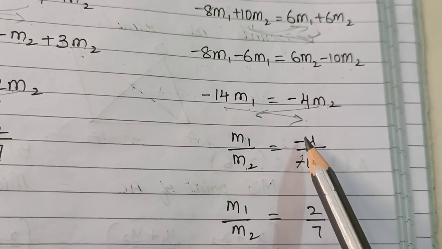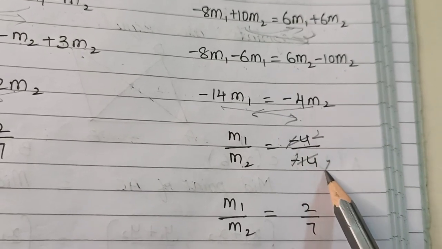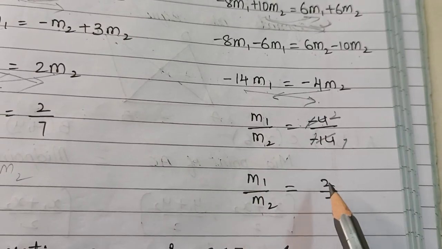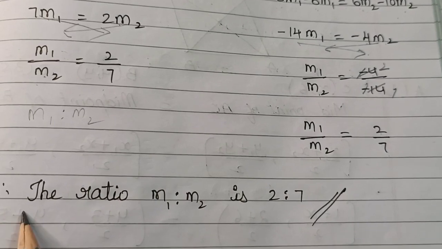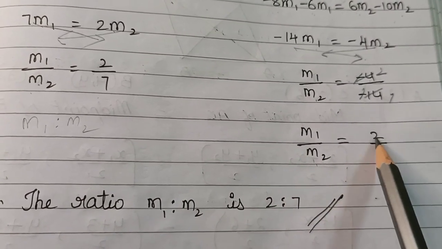Okay, this minus gets cancelled. 2 2s are 2, 7 2s are 14. Okay, m1 by m2 is equal to 2 by 7. Therefore, the ratio m1 is to m2 is 2 is to 7.